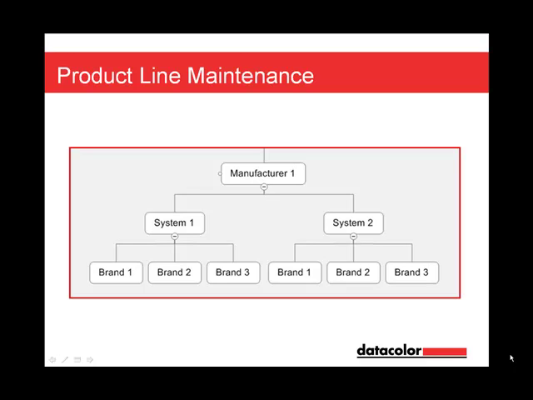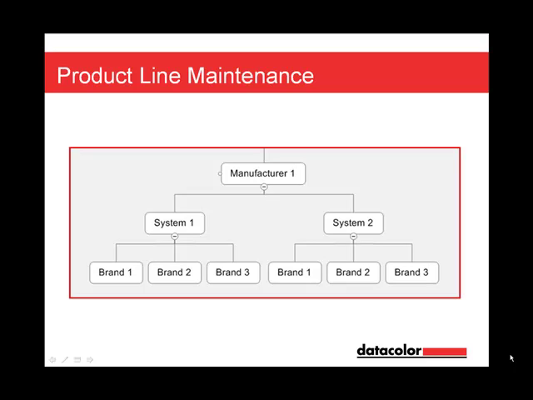The top level of product line maintenance is manufacturer. A manufacturer would be equivalent to the overall creator-owner of the product line. Systems can be used to define the chemistry or usage of that line. Brand corresponds to the market or common name used. For our example, our manufacturer is Acme Paints, system is Interior Latex, and brand is Quality Pro Flat for the product line we will be creating during the video portion.